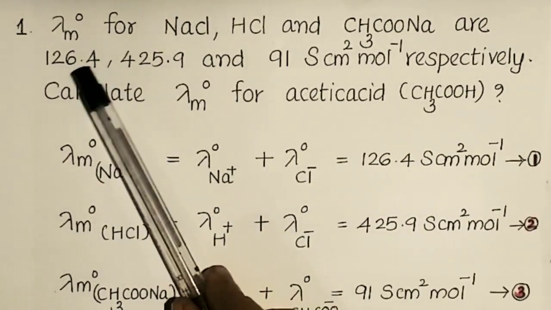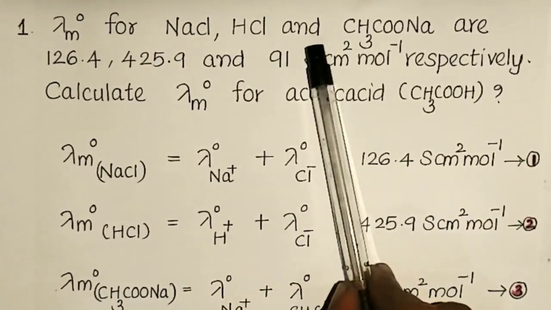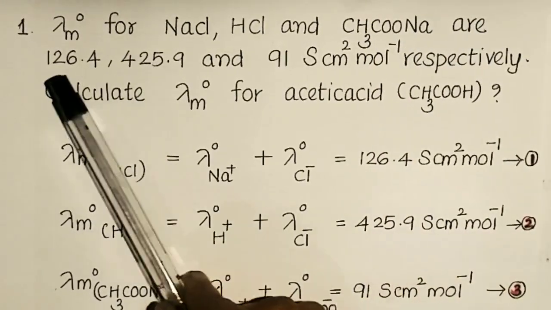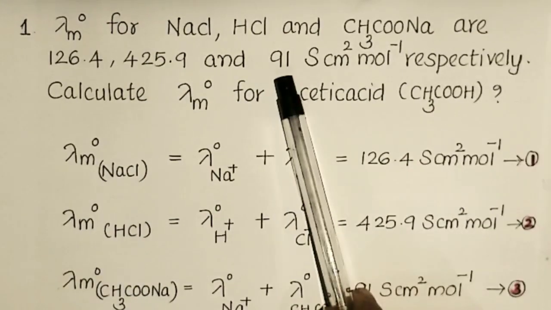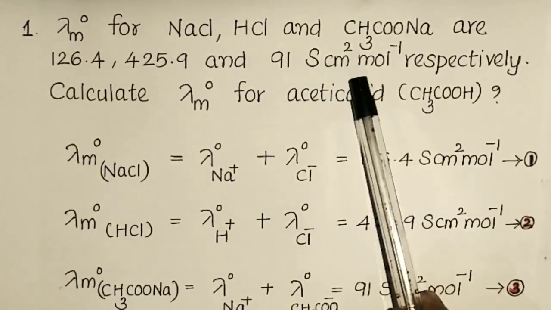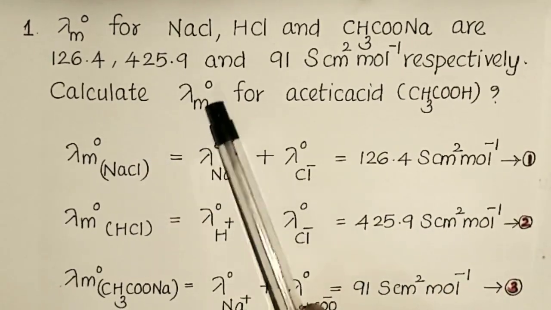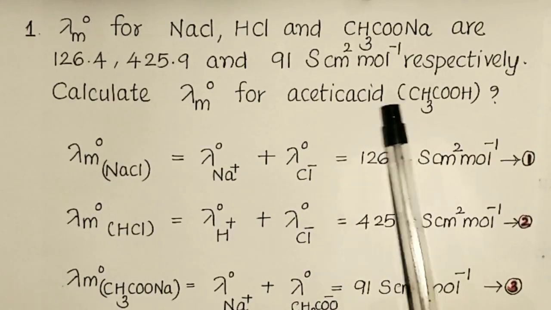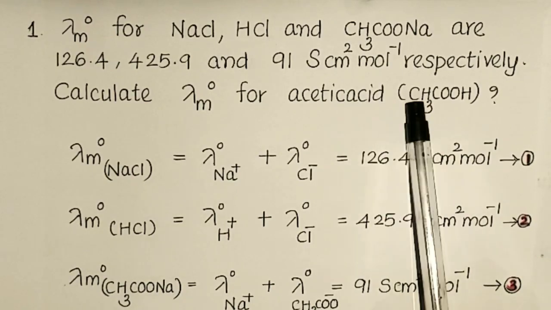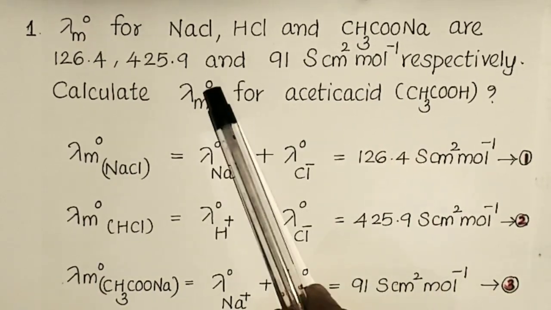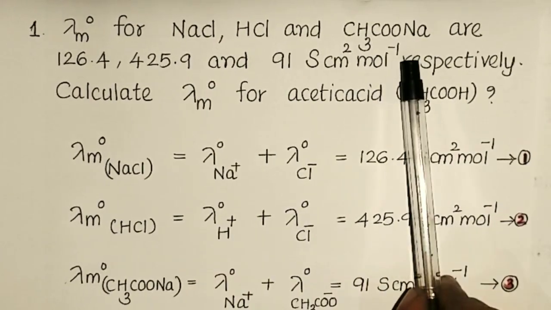So the first question is: lambda m0 for NaCl, HCl and sodium acetate are 126.4, 425.9 and 91 Siemens centimeter square mole inverse respectively. Calculate the lambda m0 for acetic acid. You know acetic acid is a weak electrolyte. So by using Kohlrausch's law, we can calculate the lambda m0. So first you should write the given values.